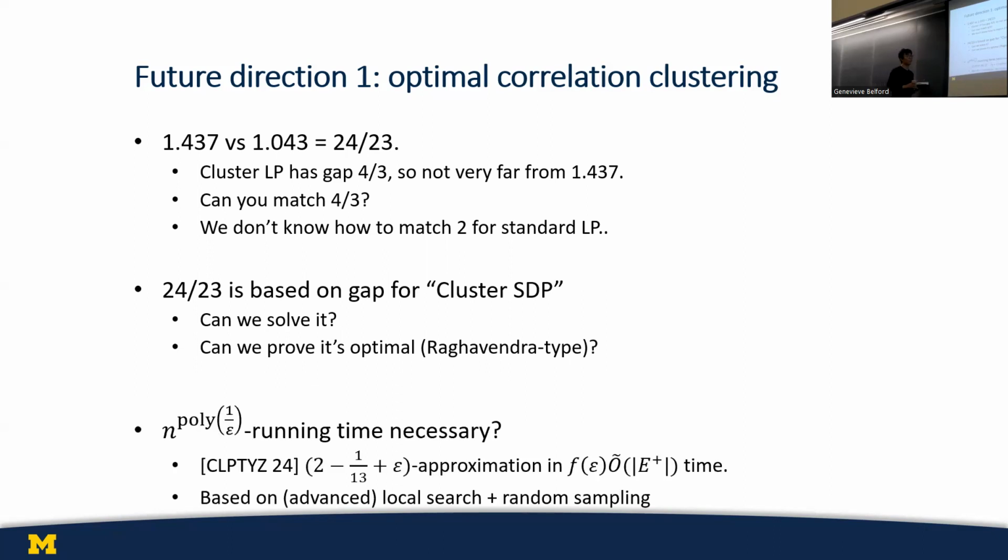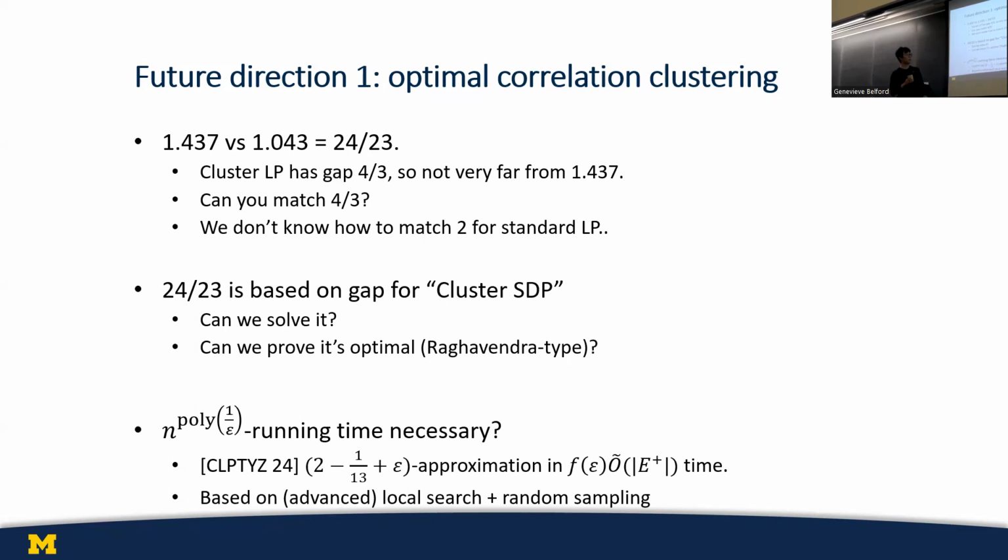And then the final question: if you care about running time, especially with this gigantic exponent, is this running time necessary? There's another work that gives a 1.8-something approximation in FPT time, in the sense that the running time is some function of epsilon times linear time. It only depends linearly on the number of plus edges. Okay, so it's a really good running time when epsilon is a constant.